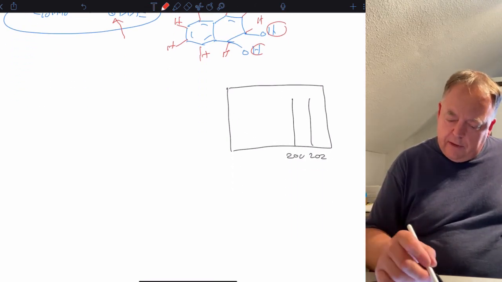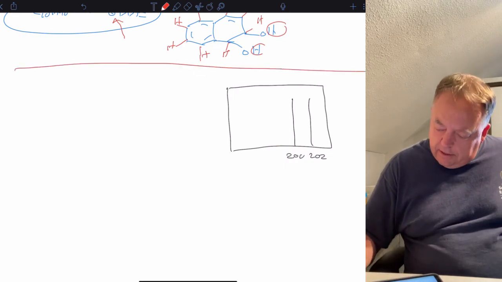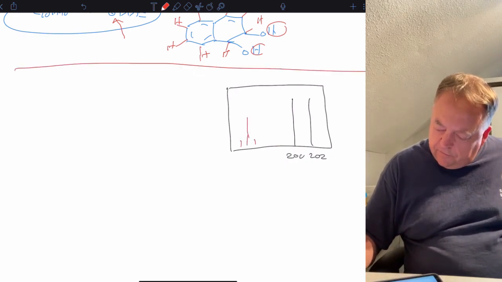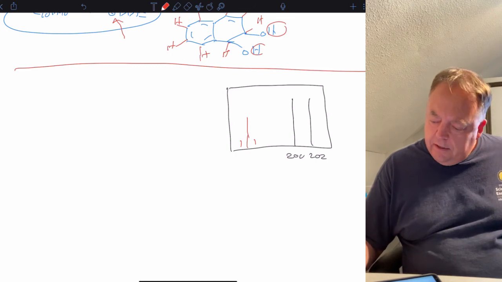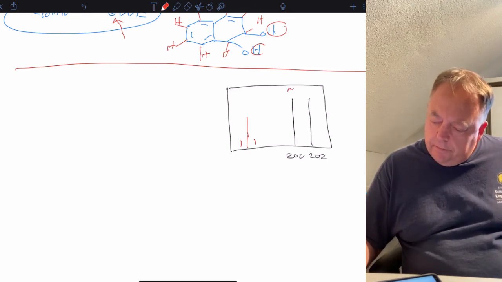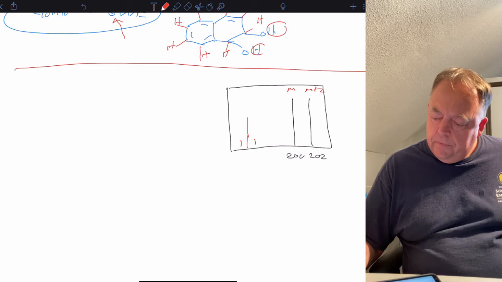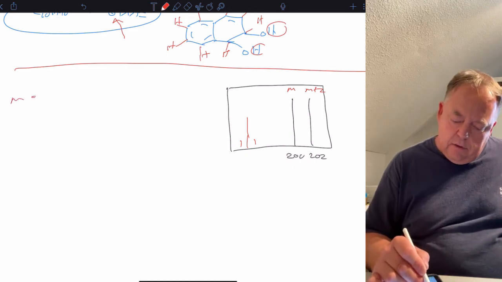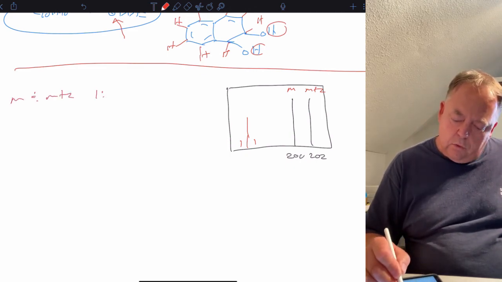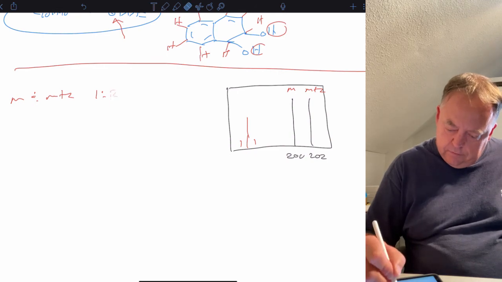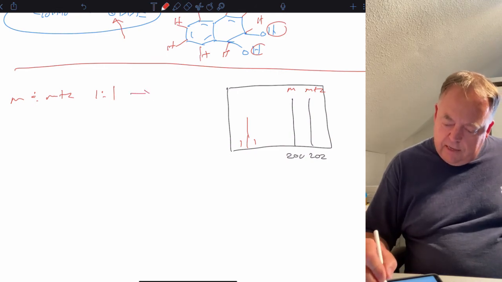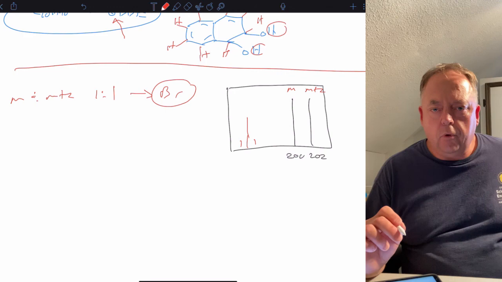Okay, so what if our mass spec looked like this? And so we got some fragment peaks, but for our purposes, we'll just ignore them. And we'll just focus on the molecular ion peaks. So this is M and an M plus 2. And so we have an M and an M plus 2 in a 1-to-1 ratio. What does that mean? That means this molecule has bromine in it.